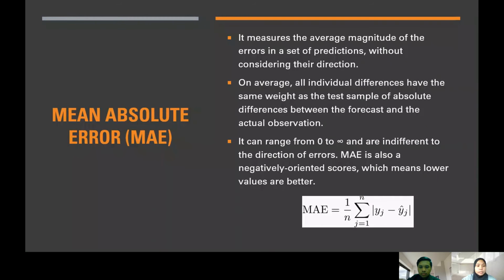So the next slide is mean absolute error. We have chosen mean absolute error rather than squared error for our performance metric, because it measures the average magnitude of the errors in a set of predictions without considering their direction. On average, all individual differences have the same weight, as the test sample of absolute differences between the forecast and the actual observation. It can range from 0 to infinity and is indifferent to the direction of errors. MAE is also a negatively oriented score, which means lower values are better. This is the given equation for MAE.